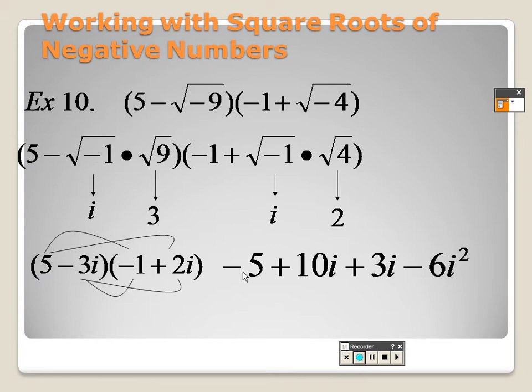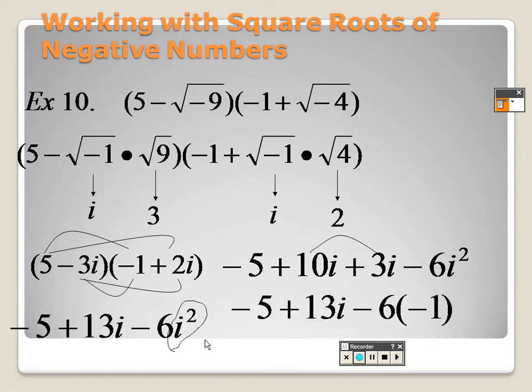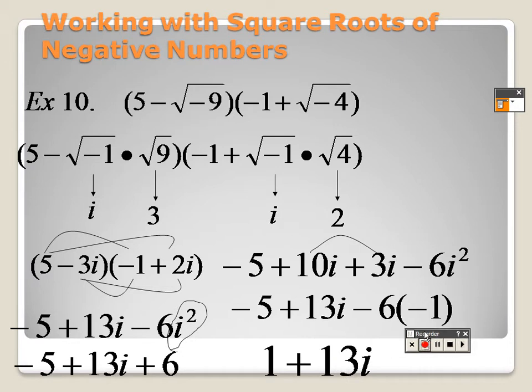5 times negative 1 is negative 5. 5 times 2i is 10i. Negative 3i times negative 1 is positive 3i. Negative 3i times 2i is negative 6i squared. 10 plus 3, that's 13i when we combine like terms. This right here, i squared is a negative 1, so negative 6 times negative 1 is positive 6. Negative 5 plus a 6 is 1, so we get 1 plus 13i as our answer there.